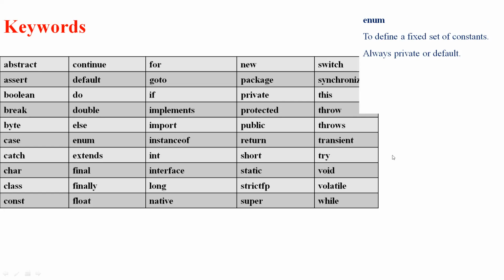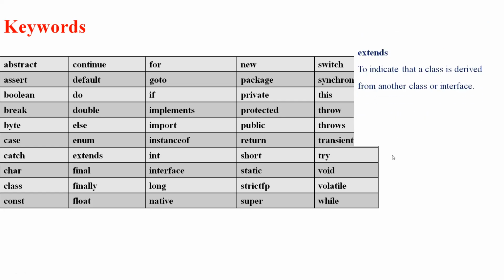So the next keyword is extends. As the name itself suggests, it helps to indicate that a class is derived from another class, or it is also used to indicate a particular interface. So it extends a class. It is used to indicate that a class is inherited from another class.